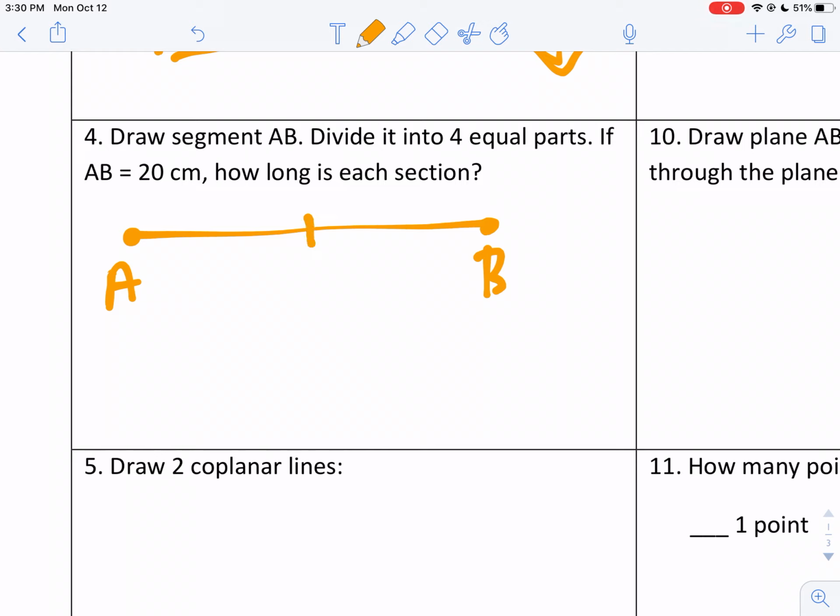I'm going to go right in the middle. And for each half, I'm going to cut it again. Okay, not perfect, but very close.